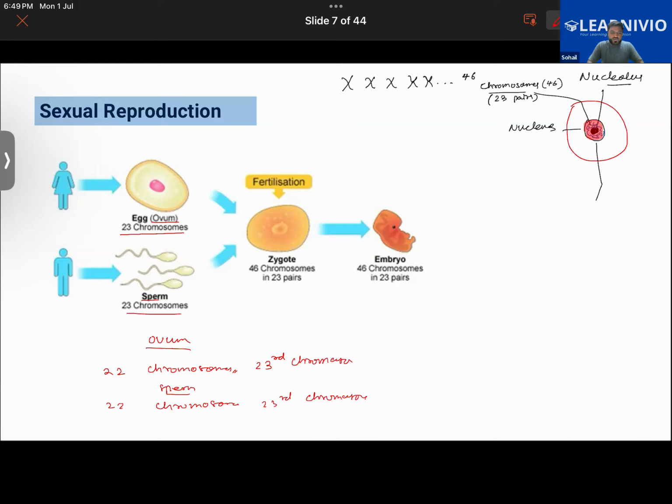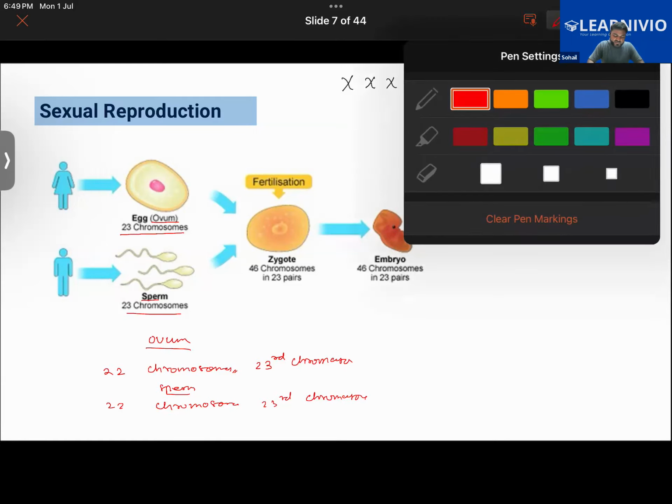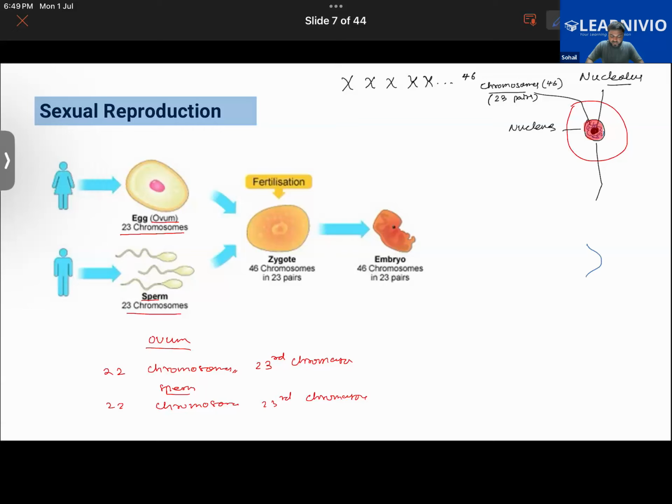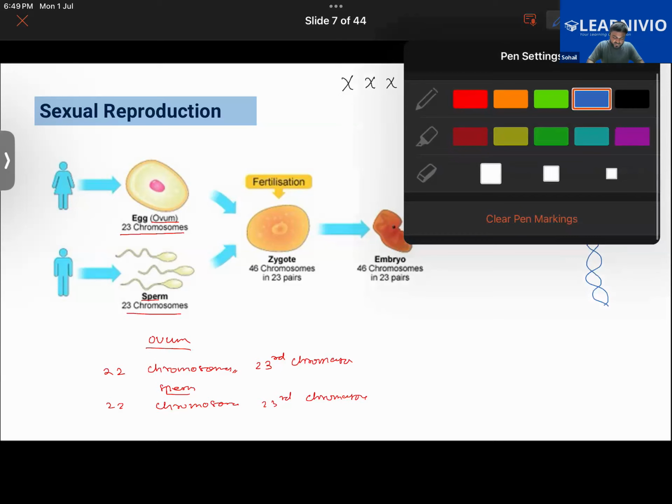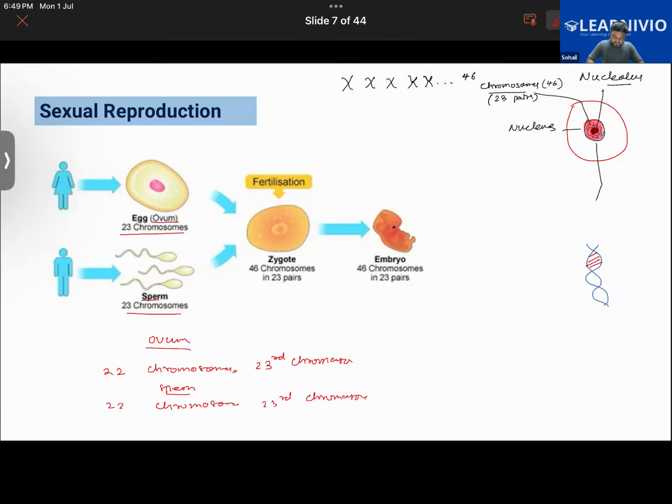Further, in the chromosomes, you have got DNA. You all would have somewhere seen structures like this. The double helical structure of DNA. Yes, that is DNA. Getting it? So DNA is found in the chromosomes.